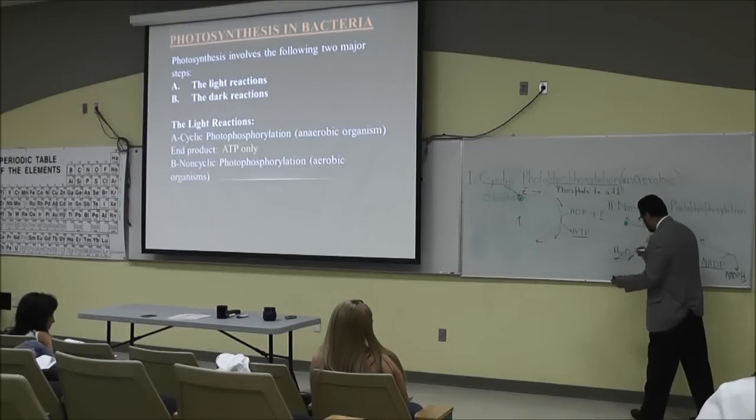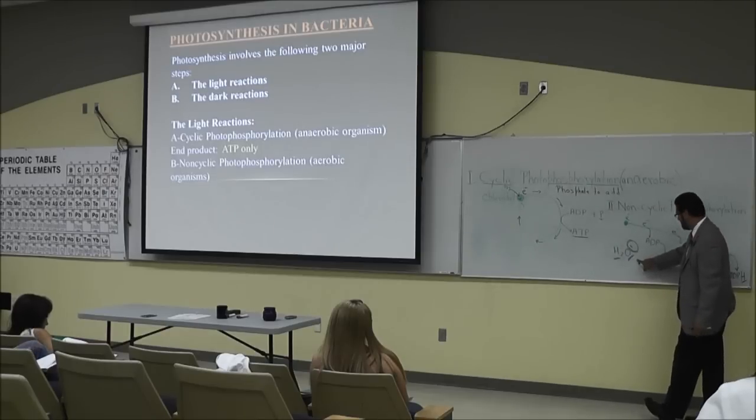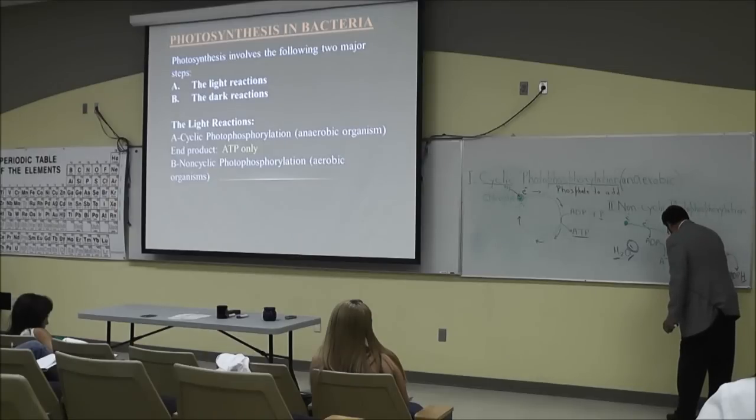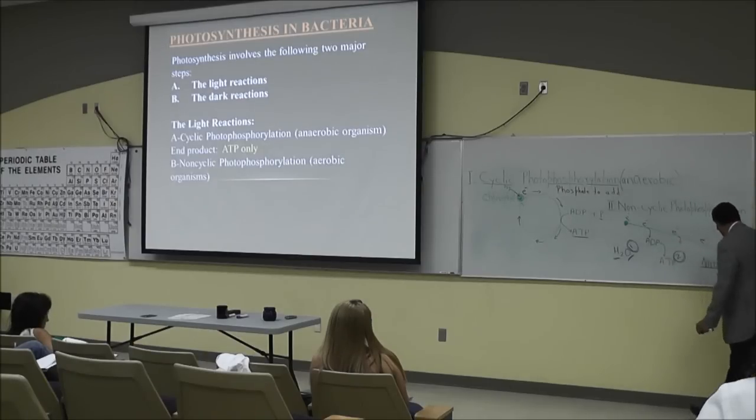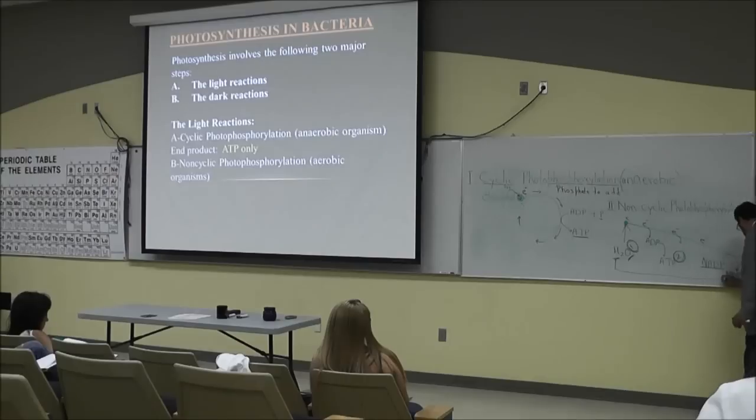So there are three end products. First, oxygen. Two, ATP. And three, NADPH. One more time. The water splits to replenish the electrons of the chlorophyll. Hydrogen goes to reduce NADP to make NADPH. And the third, ATP.